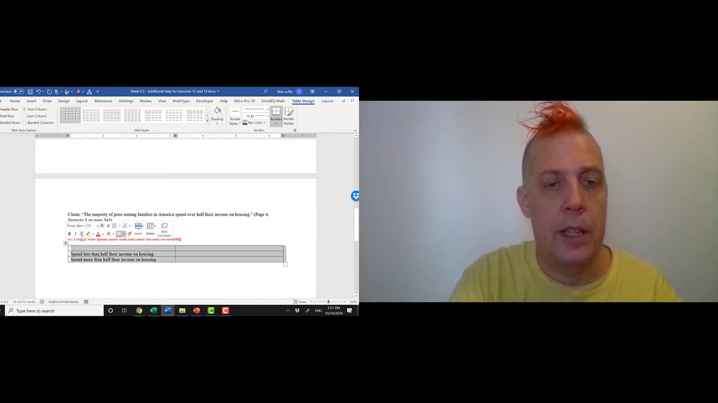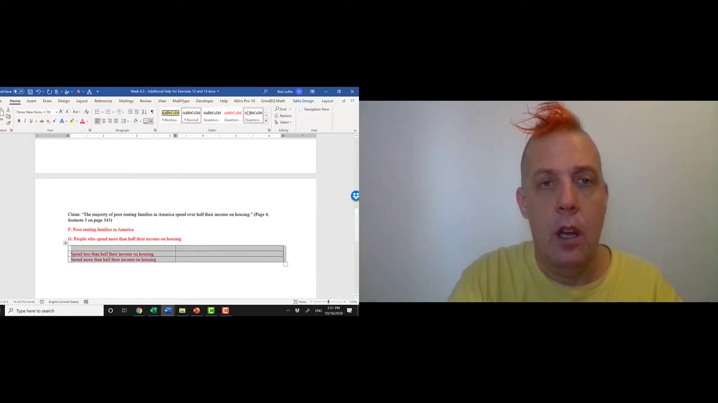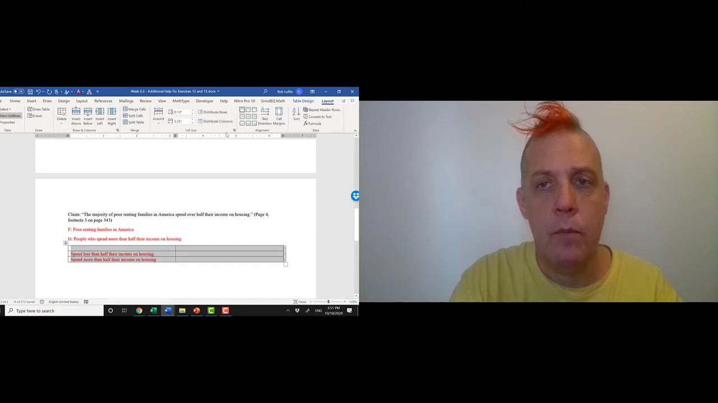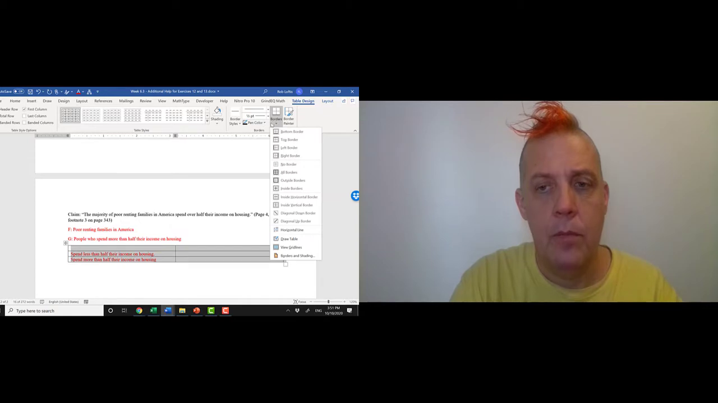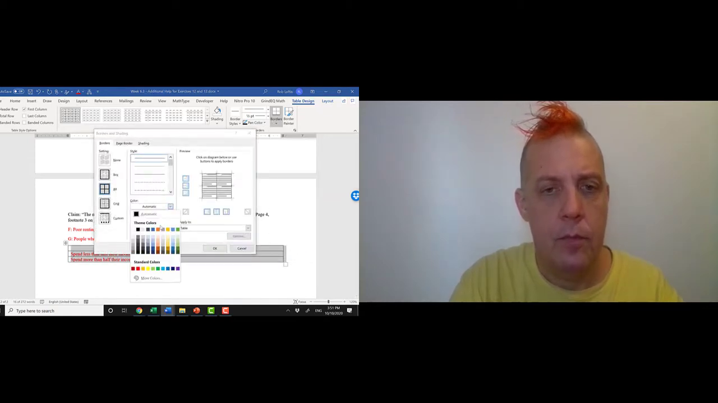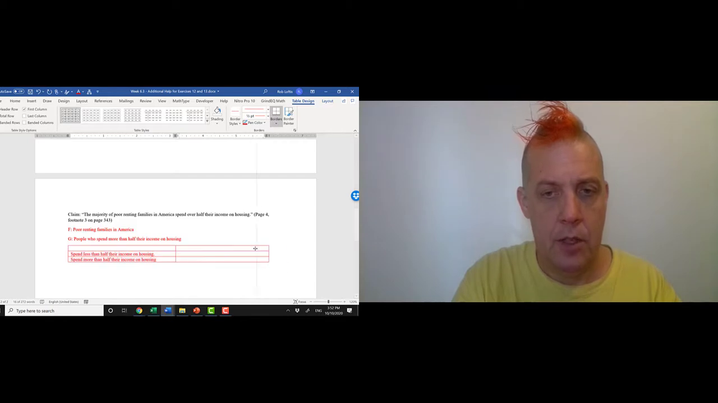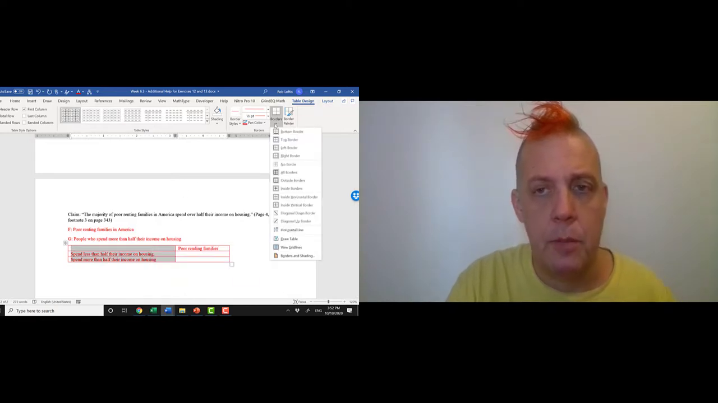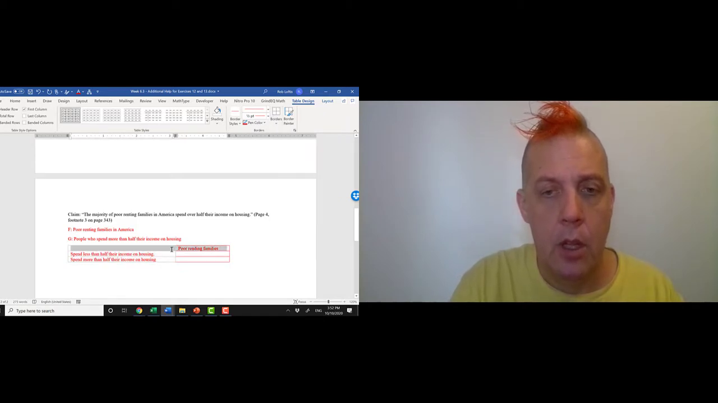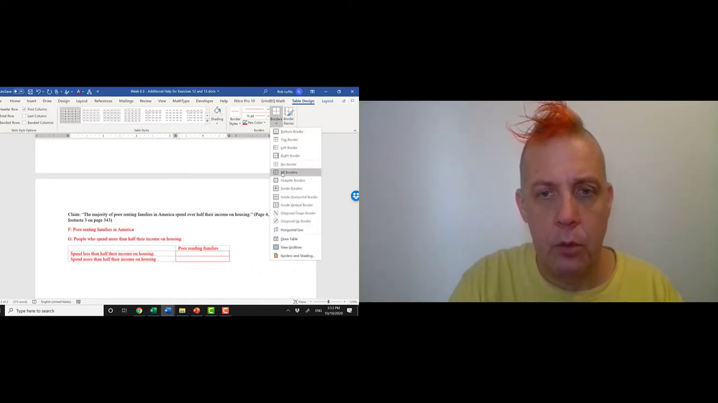And we're going to want this all in red just to make it consistent with our other answers. And we want red lines. There we go. All right. And then this is poor renting families. And really, we're going to erase these extra borders because we don't need them. We just want the borders for the chart part. We go there, and then this one we do want all borders.